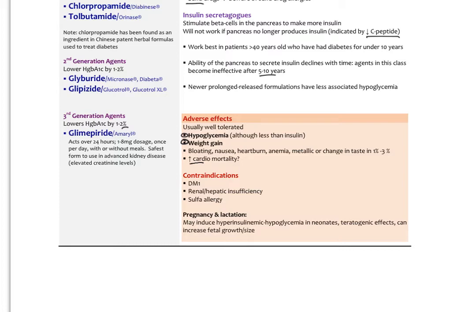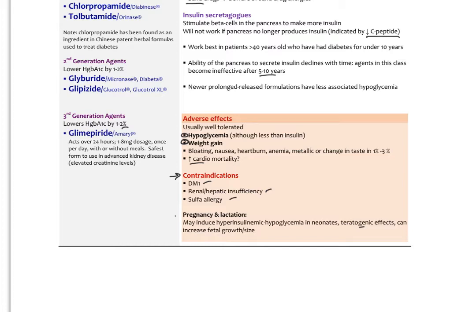Absolute contraindications would be type 1 diabetes, because again, you're not secreting insulin in those cases, any renal or hepatic insufficiency, and again, the sulfa drug allergy. In pregnancy and lactation, they can induce hyperinsulinemic hypoglycemia in neonates, so they over-secrete insulin, and that induces hypoglycemia in the newborn. There can be teratogenic effects and increased fetal growth and size. So these are usually contraindicated in pregnancy and lactation.